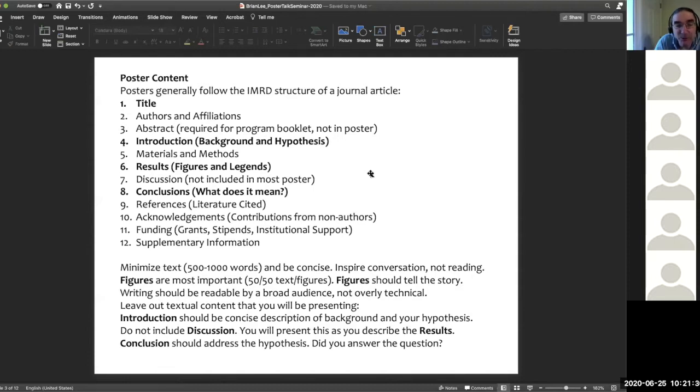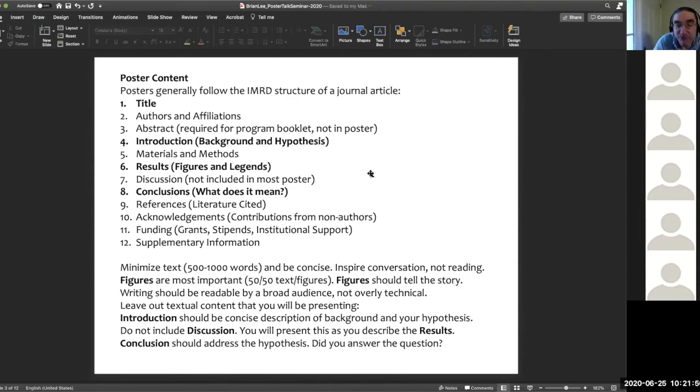And at the same time, when you're putting together your poster, leave out some of the textual content that you will be presenting. A prime example of that is the discussion. You're going to basically leave out the entire discussion, which would be a major part of a research paper, because you're going to be presenting that as you go through the poster.